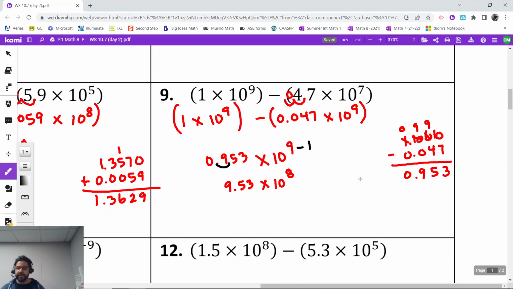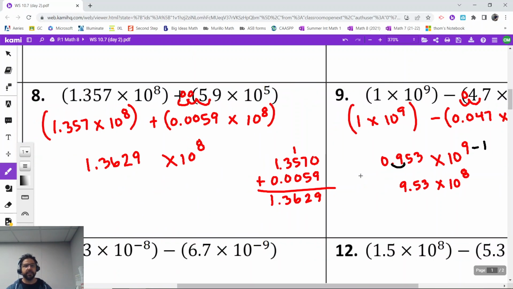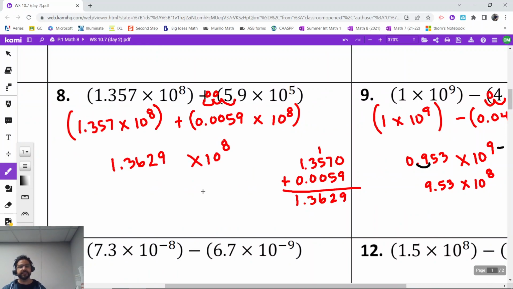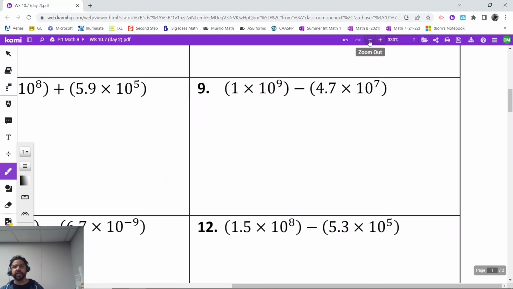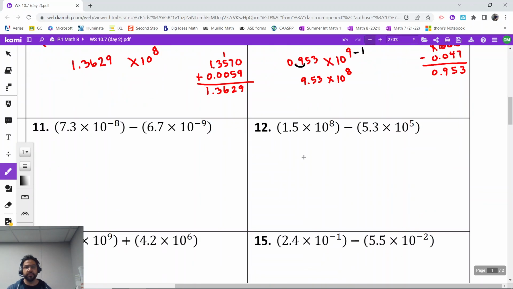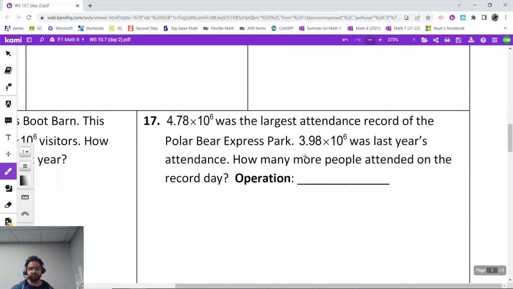So it's a little bit of trickiness in here. We got to make sure we have the same exponents to add or subtract. And then at the end, is your answer acceptable? If it's not, you got to change it up. Like again, number 8 here, that was an acceptable answer, but number 9 was not. So you're going to be working on those with your addition, subtraction.